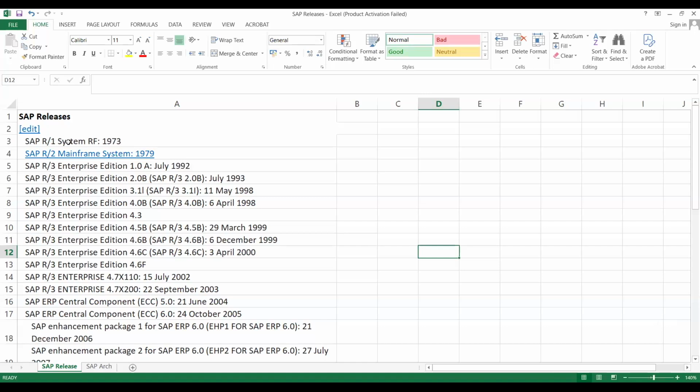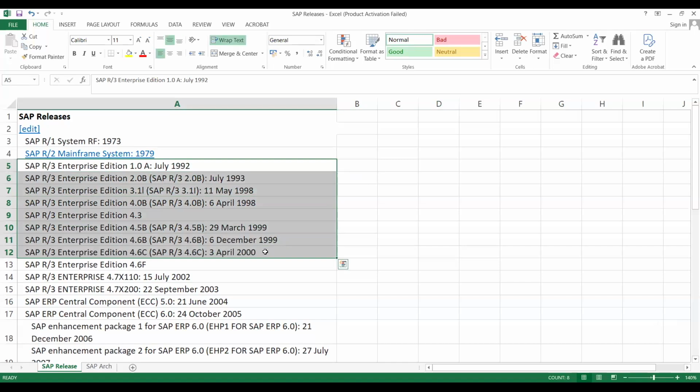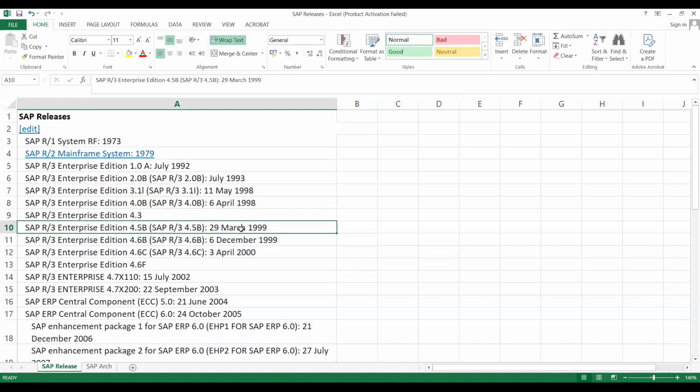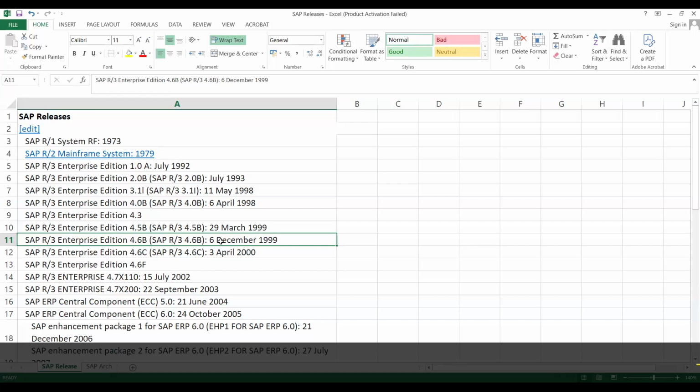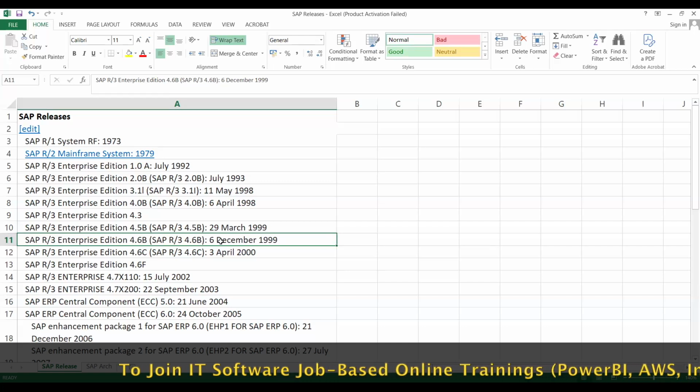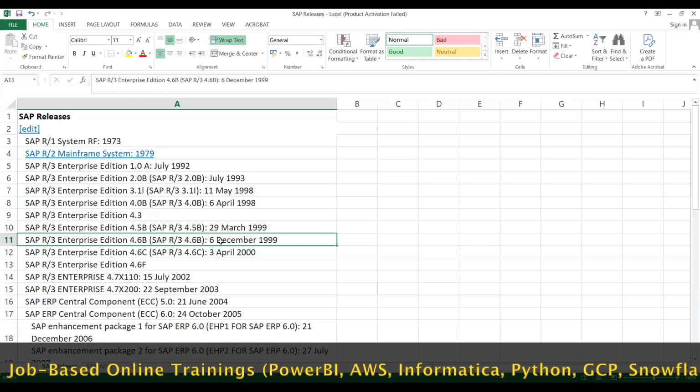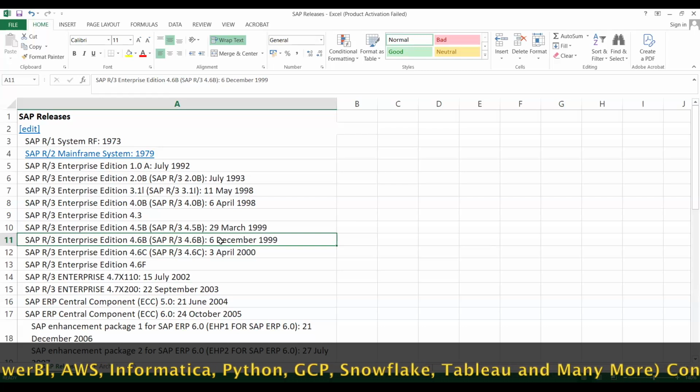SAP R1, which came around 1972-73, R2 around 1979. Then R3 has gone through different releases over different years, 1993, 1998. Around 99, they came up with SAP 4.6, 4.5, and this was the time when big Indian companies like Tata, Indian companies, got introduced to SAP. Prior to this, a few companies were also using SAP, but SAP as a market and as a company came to India around 99, with release 4.5, 4.6.